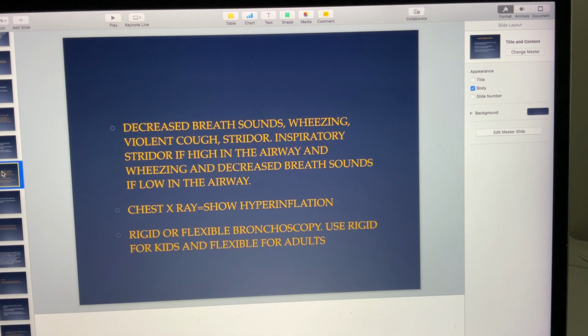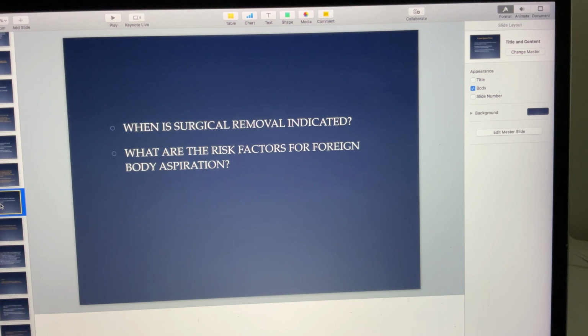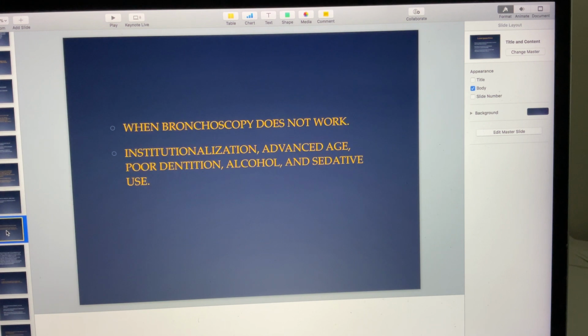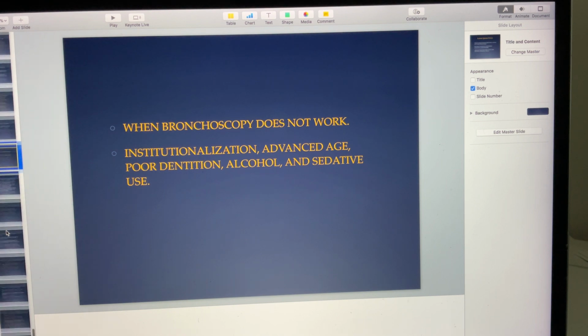In terms of diagnosis, the diagnostic test of choice is bronchoscopy. In kids, you want to do rigid bronchoscopy. In adults, you want to do flexible. All right, next question. I'm getting tired, guys. Next question. When is surgical removal indicated for foreign body? What are the risk factors for foreign body aspiration? So surgery is done when bronchoscopy does not help. And then the risk factors for foreign body are institutionalization, advanced age, poor dentition, alcohol, and sedative use.